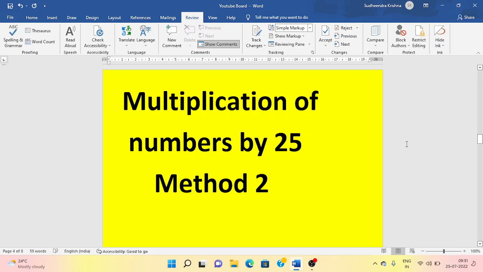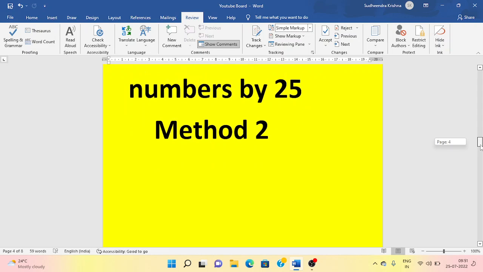Let us see the second method of multiplying numbers with 25. Here we write 25 as 5 into 5. If you remember, in the earlier sessions I have shown you how to multiply even numbers and odd numbers with 5. If you have not seen that session, I am posting that video at the end of this video. You can click on the link, open the video and go through it.